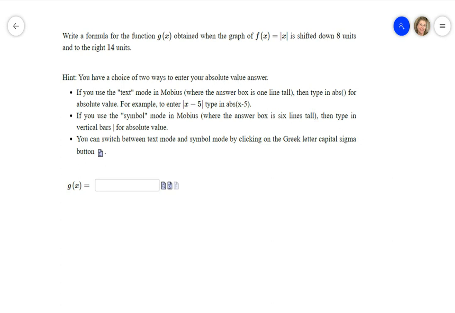Write a formula for the function g of x obtained when the graph of f of x equals the absolute value of x is shifted down 8 units and to the right 14. Okay.